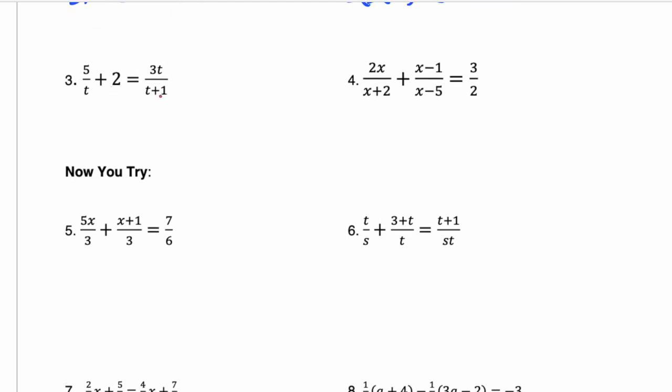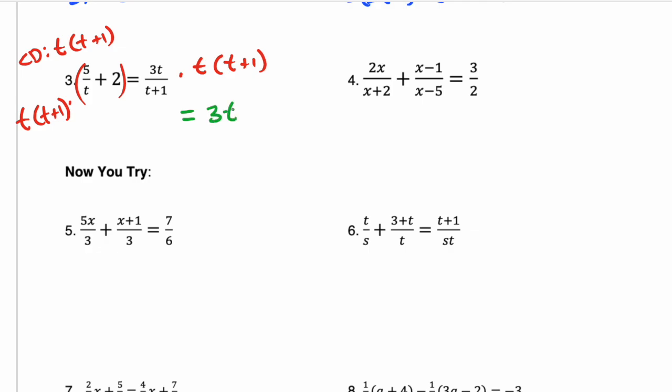Okay, in this next one, we have a t and we have a t plus 1. Sometimes the common denominator is just the product of all the denominators. So this is the common denominator, and you're going to multiply both sides by this. You've got to do that on this side as well. And over here, let's do this side first. On the right hand side, the t plus 1's cancel, and you just get 3t times t, which is 3t squared.